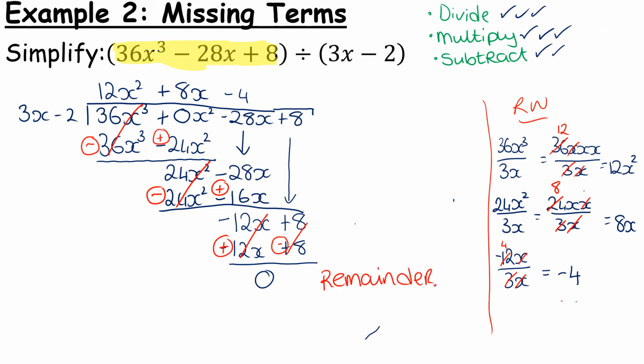Okay, so it's important to note then that our actual answer is this. So when we simplify it, this is our answer. Our answer is what is on top here. Okay, so our answer is 12x squared plus 8x minus 4. So you'll notice that even though we were missing a term to begin with, we have an x squared, an x, and a number.